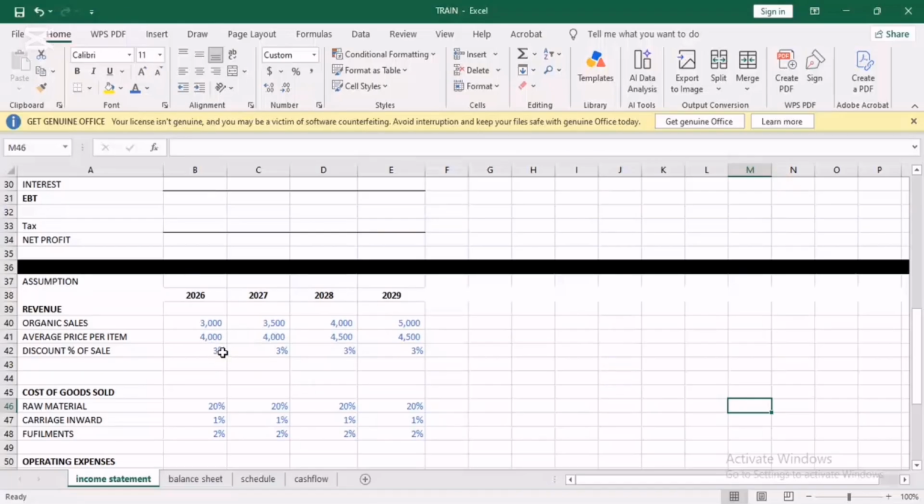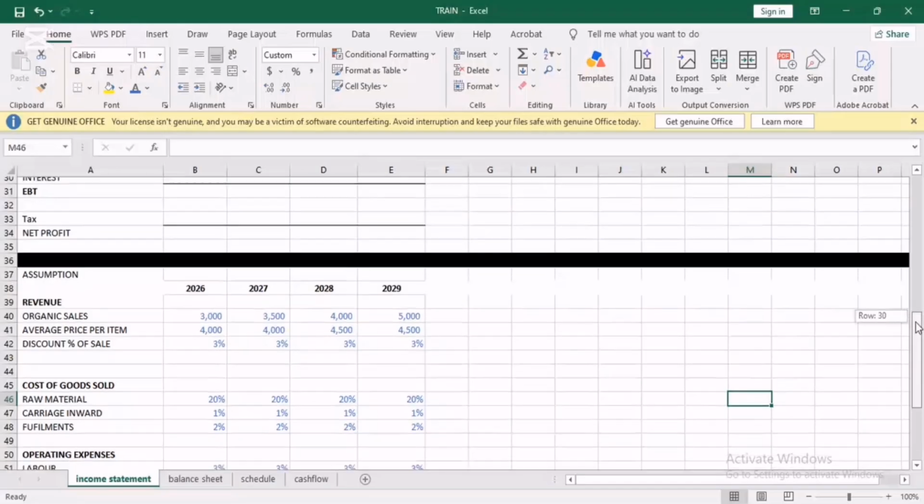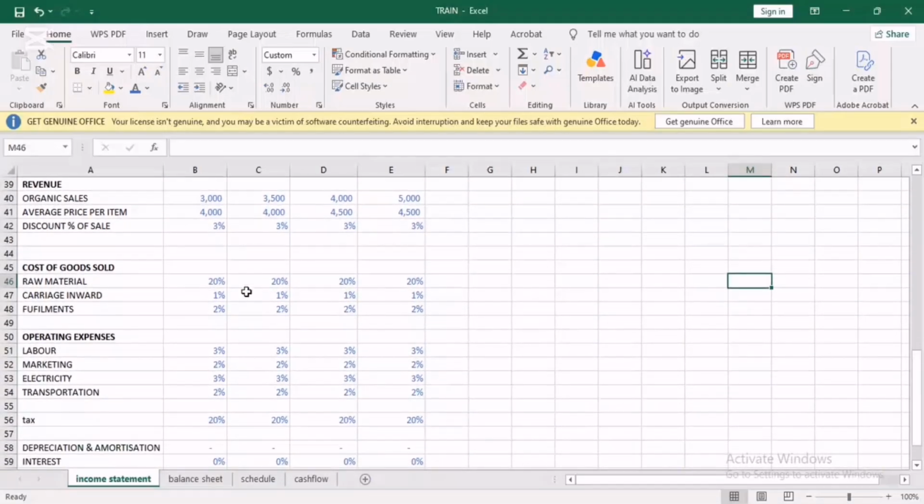And here as well is the amount of discount. Some customers, due to their patronage, are awarded discount. So the percentage is 3%, and the 3% will be 3% of the gross sale. So let's scroll down and see some more. Right up here are the assumptions for the expenditure of cost of goods. You notice raw materials is 20% of the gross sale. These are the basis of the assumption for this class.